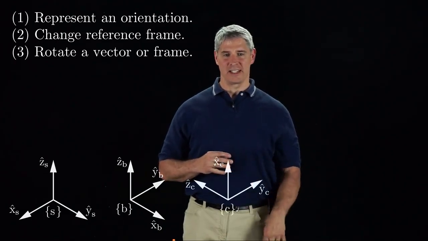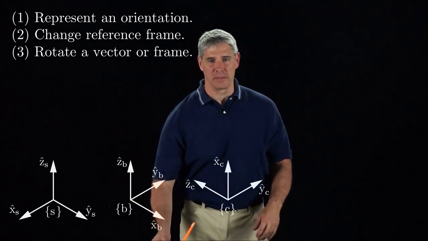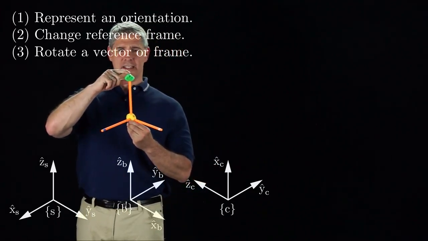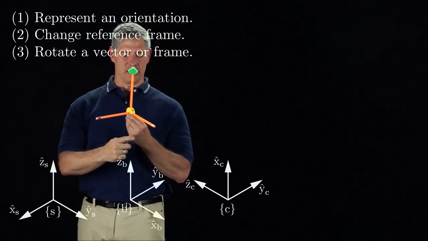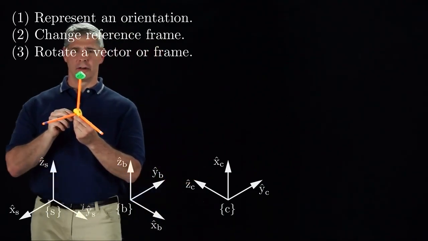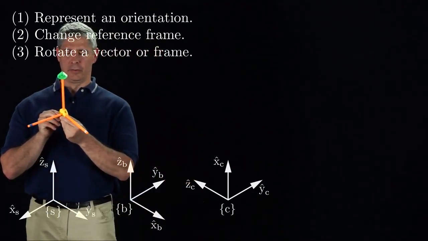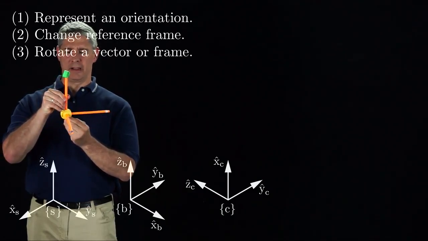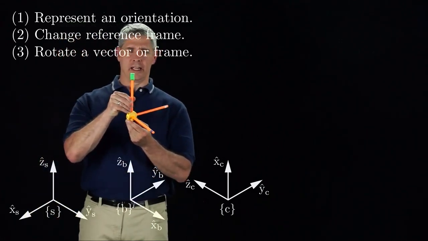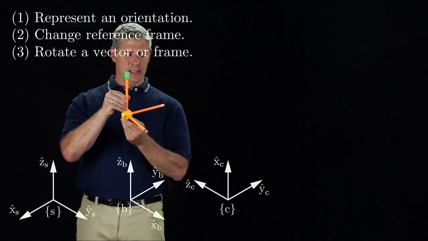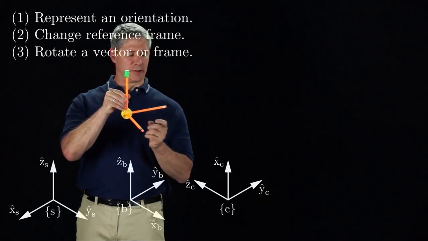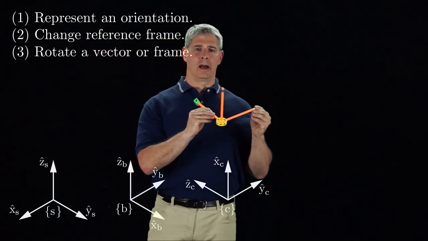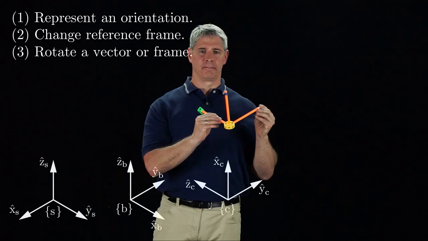To help you visualize these frames in 3 dimensions, I'll use my handy Tinker Toy frame. This is the z-axis of the frame, this is the x-axis, and this is the y-axis. So initially, I'll orient it aligned with the frame S, and then I'll rotate by 90 degrees about the z-axis, and then I get the frame B. And then if I rotate by minus 90 degrees about the y-axis, I get the frame C.